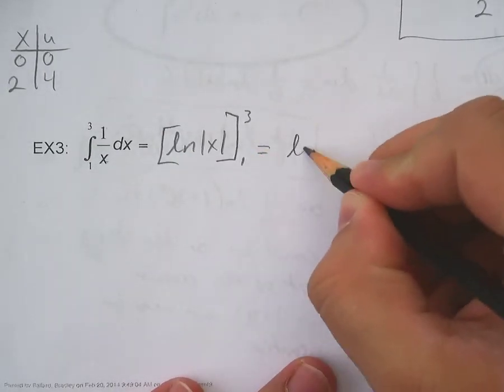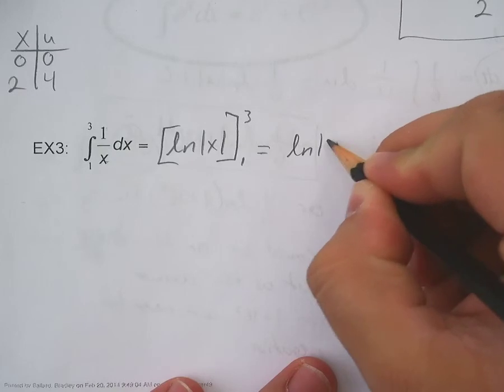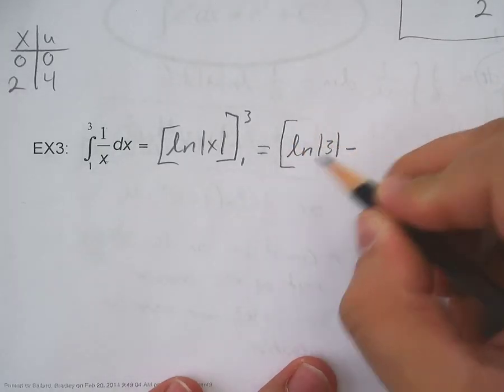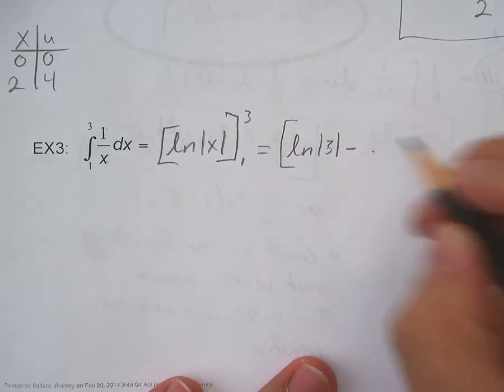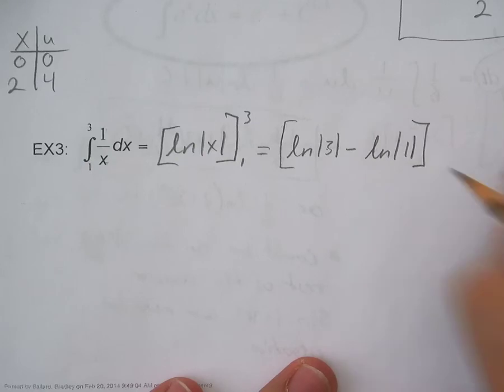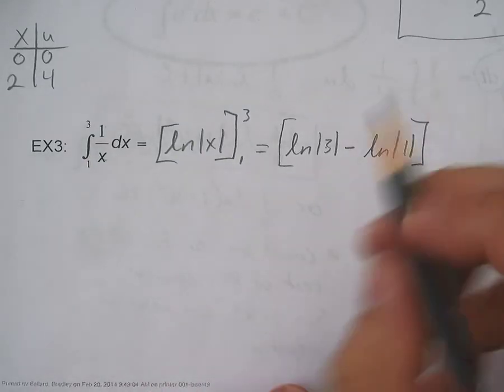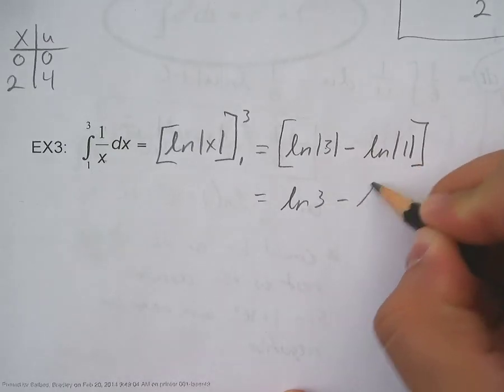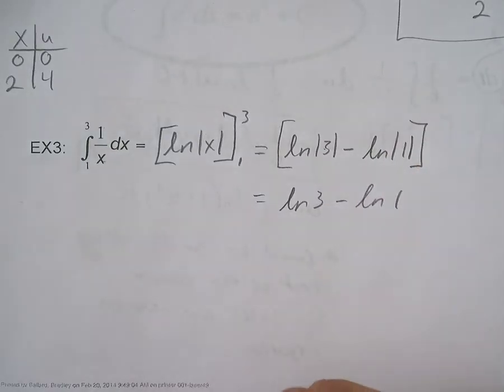So this is the natural log of the absolute value of 3. Remember, this is f of b minus f of a, natural log of the absolute value of 1. Now the absolute value of 1, let's go ahead and rewrite this here. It's the natural log of 3 minus the natural log of 1. Take your absolute values away, make them positive, all that jazz.